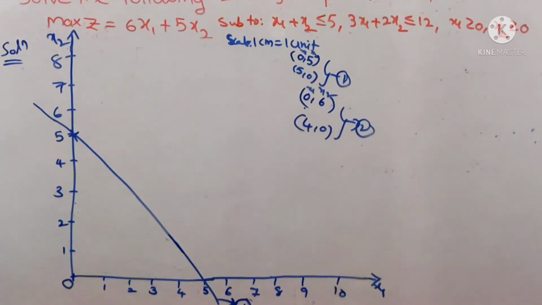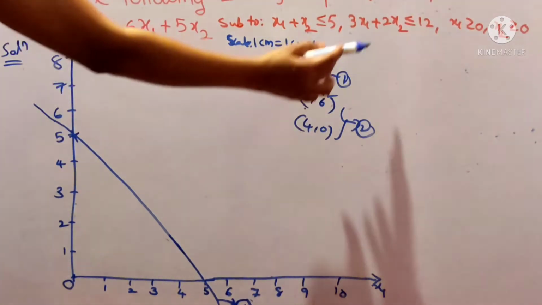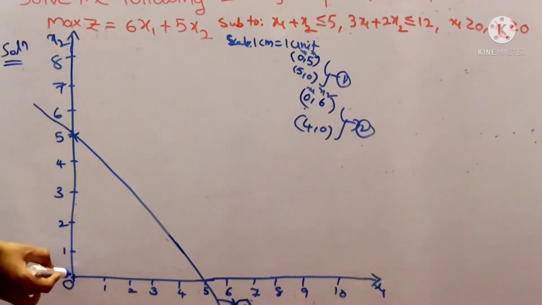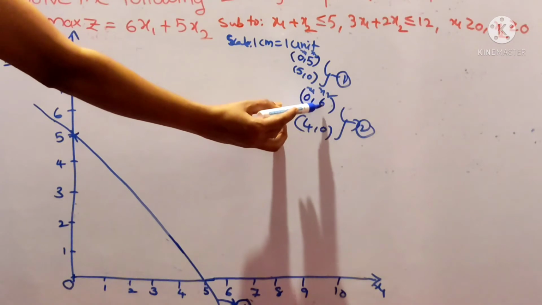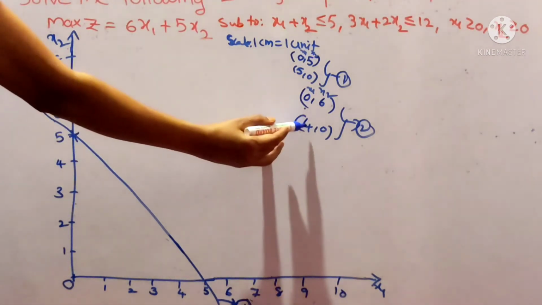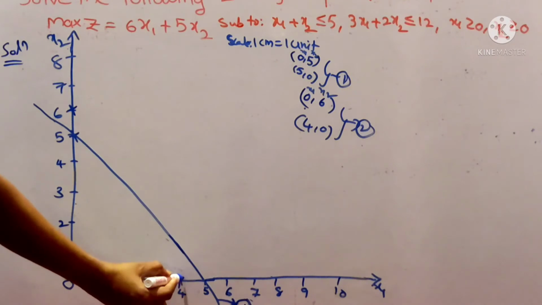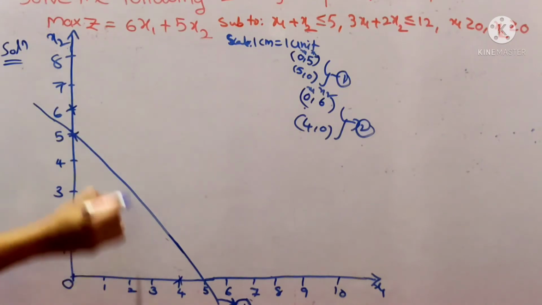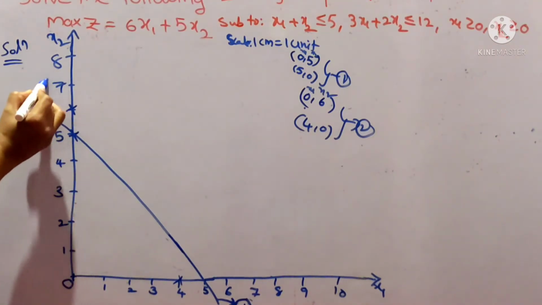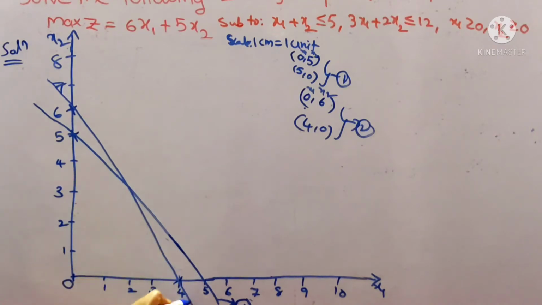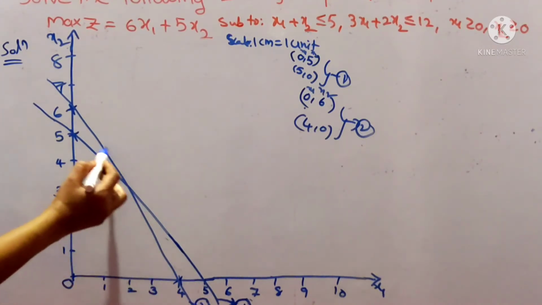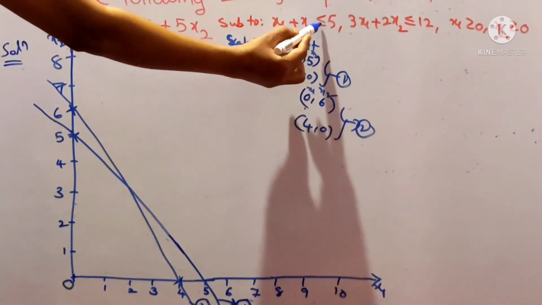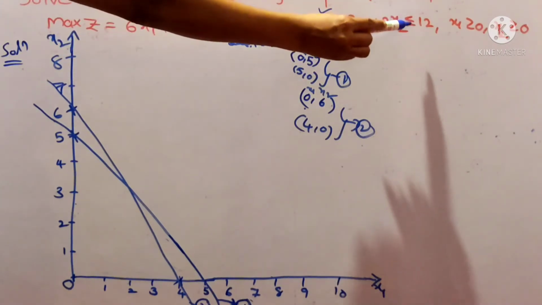Similarly, (0, 6) and (4, 0) are the 2 points for the second constraint. Along with x1, 0 and along with x2, that is y, that is 6. Make a point. Along with x1, that is 4 and 0 along with y. Now join these 2 points, which will give you another line, and mark it as equation 2. So in the graph we have taken the scale 1 centimeter equal to 1 unit. By the corresponding 2 constraints we have drawn 2 lines, denoted by equation 1, equation 2.